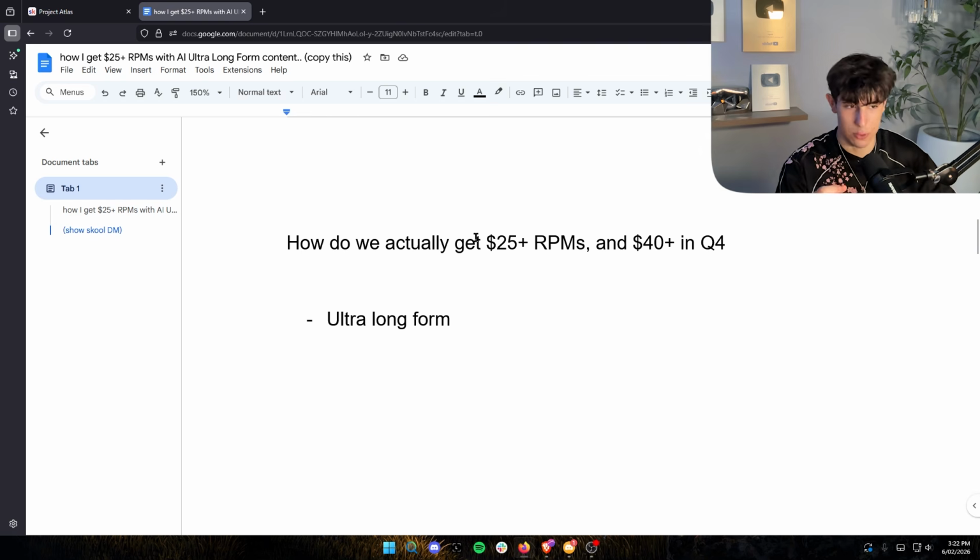Now, first things first, how do we actually get $25 RPMs and $40+ RPMs in Q4? Again, guys, keep in mind that the screenshot I just showed you from one of my students is as of right now, and we're sitting in Q1. If you guys don't know what that means, obviously at the start of the year the RPMs are a lot worse than they are at Q4. And if the RPM right now was, let's say, $20, it could easily double, if not even a little bit more than that, in Q4.